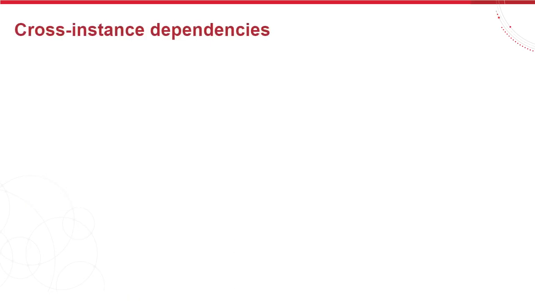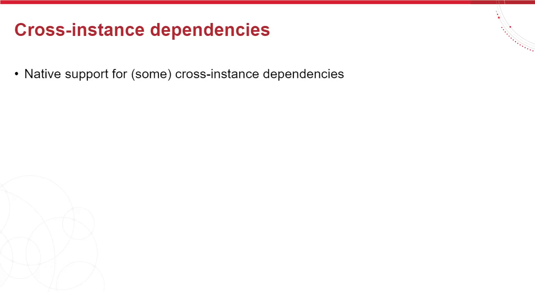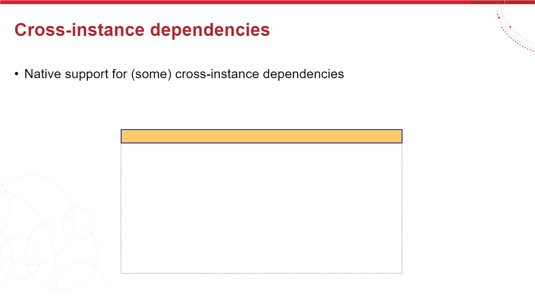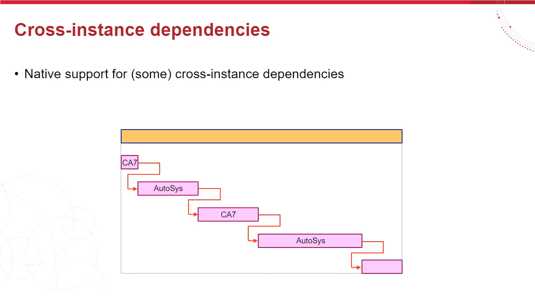Finally, cross-instance dependencies are supported for specific combinations of schedulers, like AutoSys and CA7. In the case of supported cross-instances, if you build batch processes with dependencies that run across schedulers, say a CA7 job leading into an AutoSys job, leading back to another job in CA7, AAI models this accurately and you'll see those dependencies in the job stream.